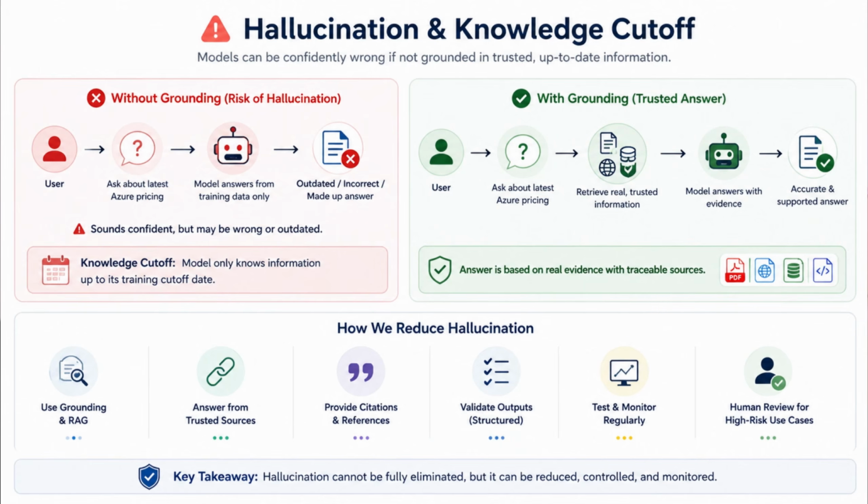So how do we reduce hallucination? We use grounding, RAG, and tool calling. We ask the model to answer from trusted sources. We use citations where possible. We validate the structured output. We test the system regularly. And for high risk use cases, we include human review. But let's be honest, hallucination cannot be fully removed just by writing a better prompt. It can be reduced, controlled, and monitored, but it cannot be completely ignored.